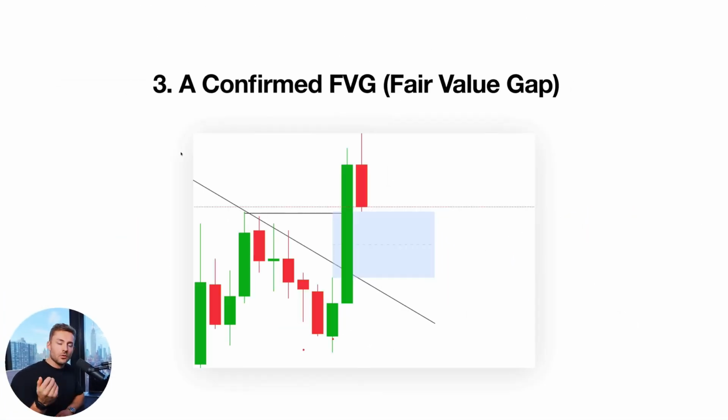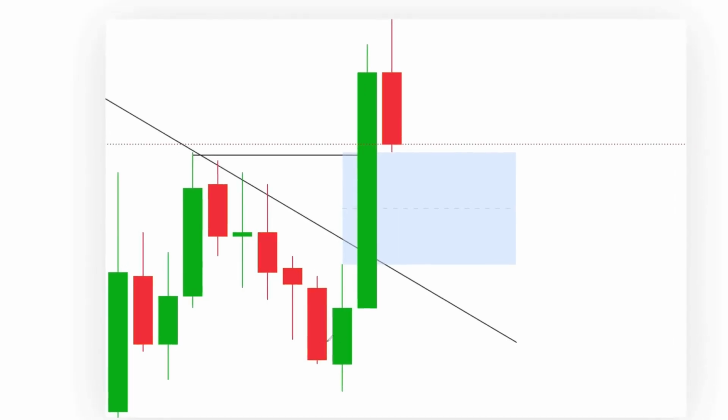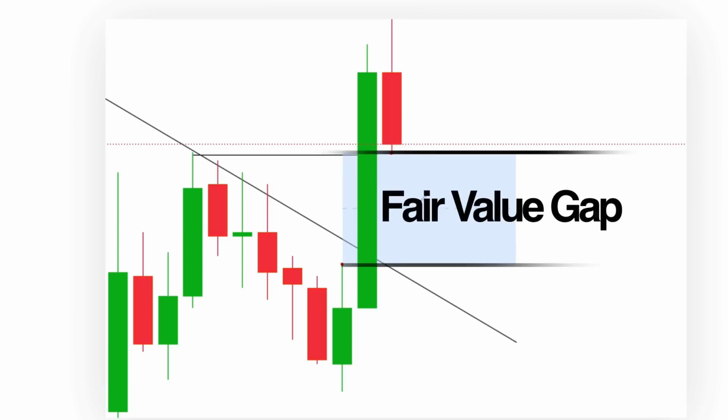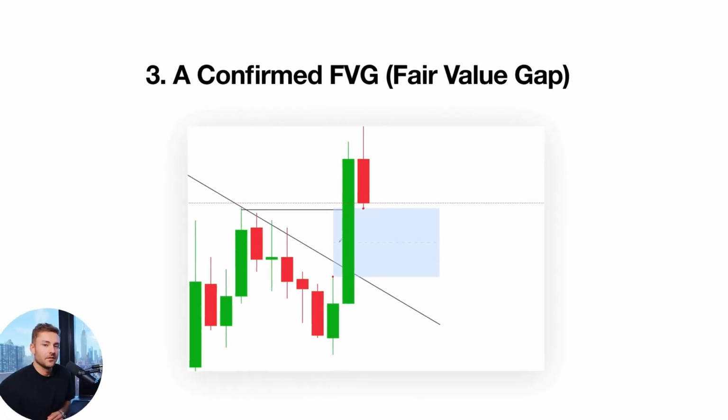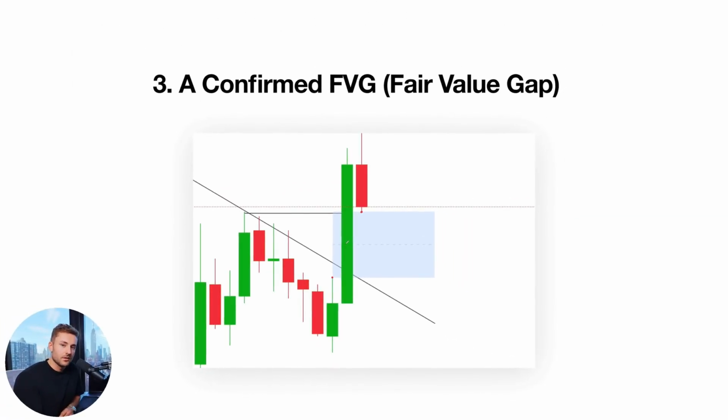The third thing that I'm looking for is something called the confirmation of a FVG, also known as a fair value gap. Okay, and what constitutes a fair value gap is when we have a sequence of 3 candles, 1, 2, 3 candles, where the first candle's high wick doesn't overlap with the low of the third candle's wick. And the area in between here is going to be our fair value gap. You'll also notice how I have a dotted line at the 50% mark of this fair value gap. This is a level called the consequent encroachment line.